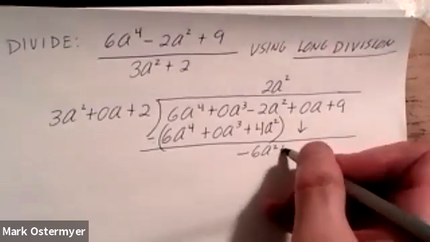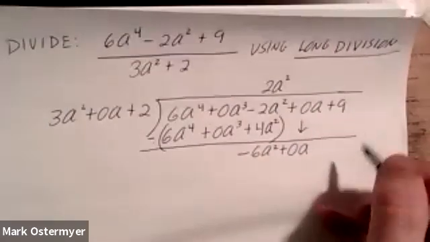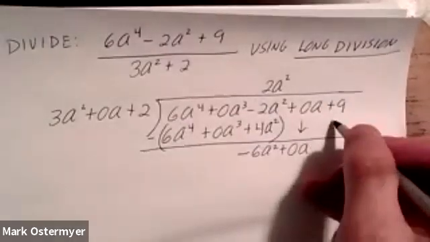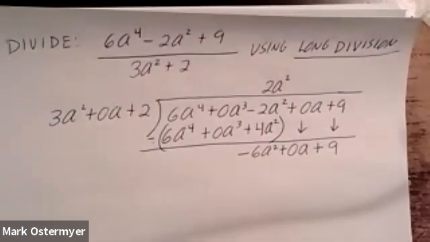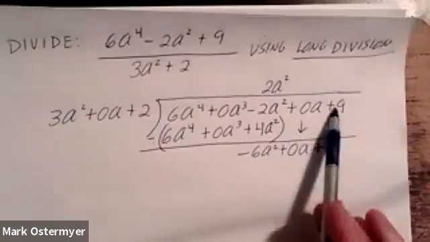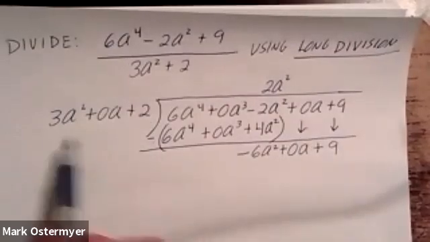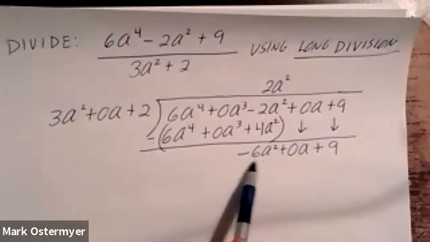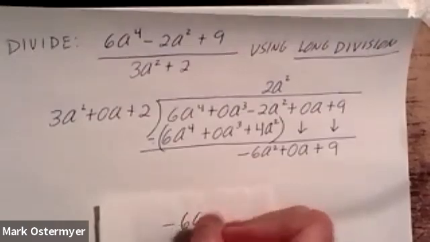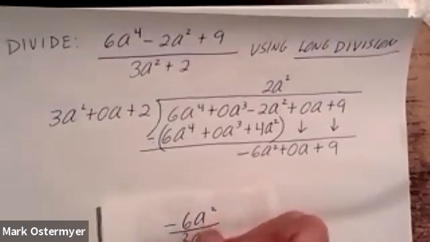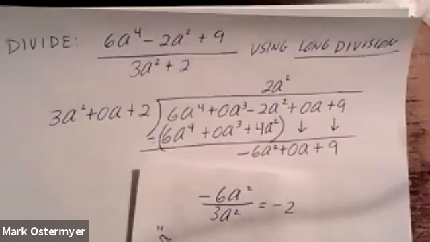Drop down to 0a. And ladies and gentlemen, since we're dividing by a trinomial, we drop down the next two terms, the 0a and the 9. Drop all that down. Because we're dividing by a trinomial, we drop the next two terms down. All right, here we go. 3a squared divides into negative 6a squared. How many times? Negative 2. Just negative 2 times. Minus 2.